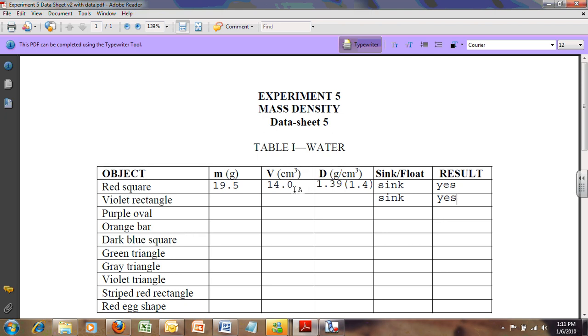The next step of this experiment says to calculate the mass density. Well, the mass density is nothing more than the mass divided by the volume. So we divide 19.5 by 14, and I've entered this accurate to 2 digits, 1.39. I also put in parentheses accurate to 1 decimal place. The reason I did that is because when you go to the report and are asked to enter data, you're going to enter data accurate to 1 decimal place.